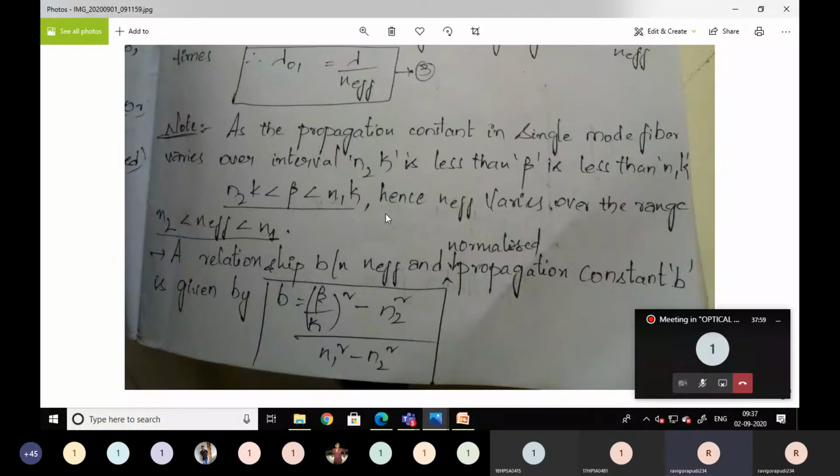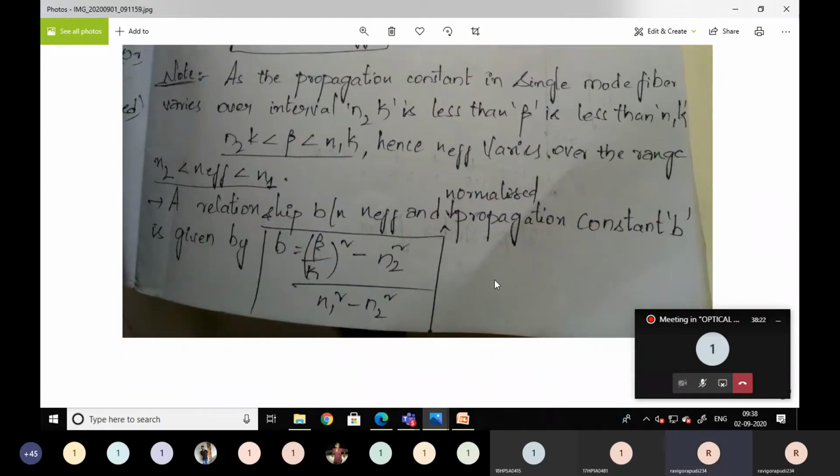N2 is less than N effective is less than N1. This condition is important. Effective refractive index range is in between N1 and N2. Propagation constant range is in between N2k and N1k.